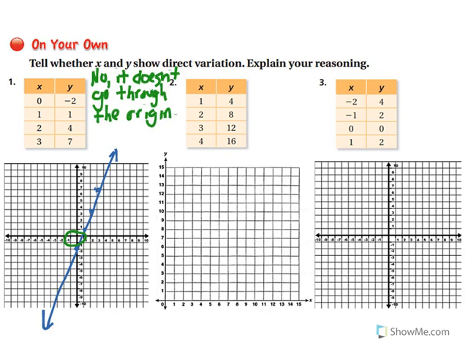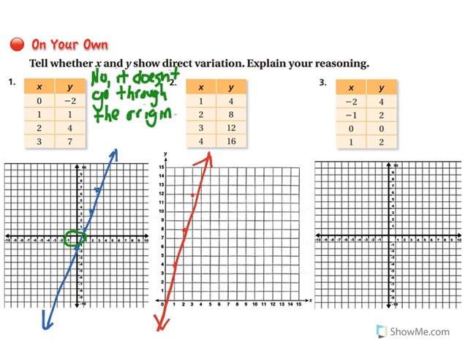Let's look at our next one. For our next problem, we have 1, 4. So we can go over 1, up 4. And then we have 2, 8. And then we have 3, 12. And then we have 4, 16, which would be a little higher than this. So for this, if you're using a straight edge, it does go through there. I can't use a straight edge on my device here, but you get the idea. It does go through here.